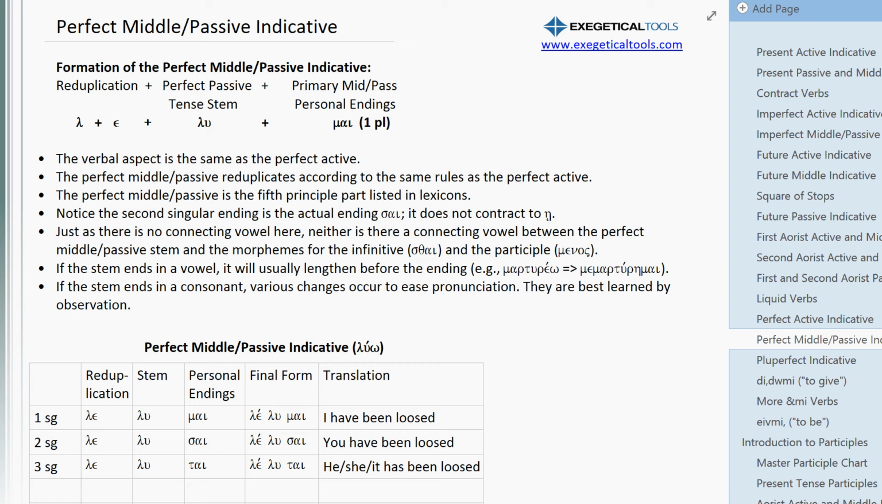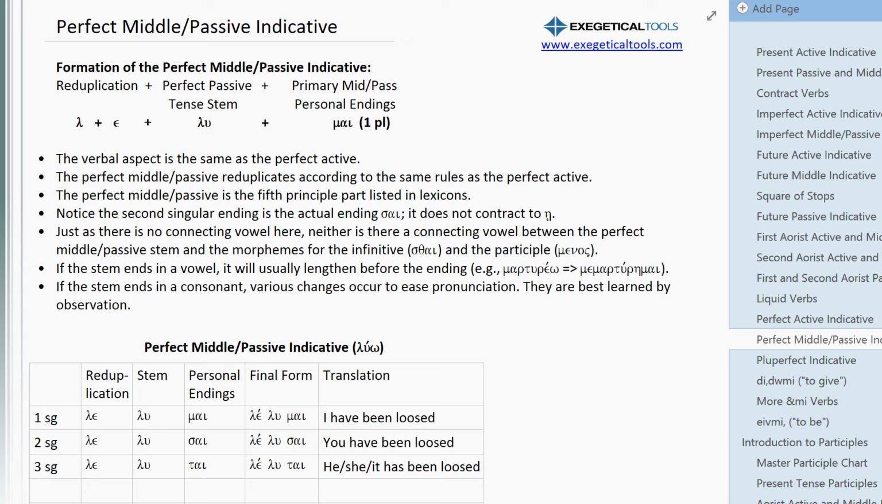In this video we're looking at the perfect, middle, and passive indicative. The middle and passive for the perfect indicative are the same forms, they're not different, so this is just one paradigm. And it's actually building off the perfect active indicative, so if you have not watched the perfect active indicative video yet, or if you don't know the perfect active indicative at all, you need to go back and watch that video and learn it first, because I'm assuming a lot of information from that lesson.